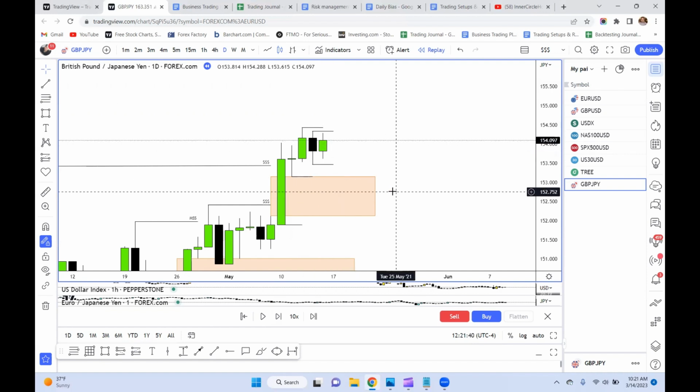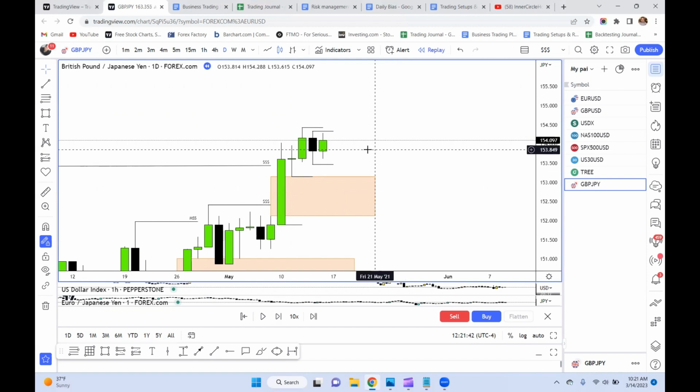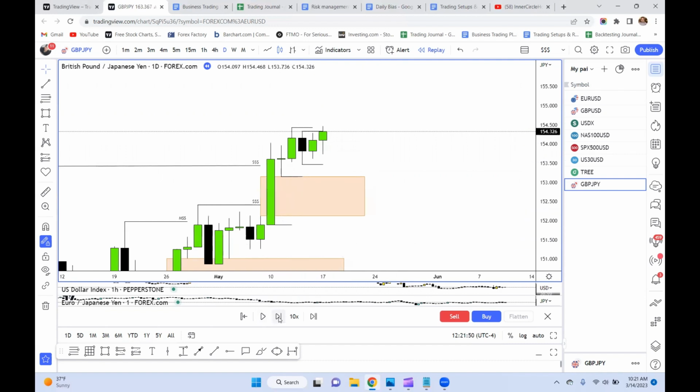I just wanted to clarify that you could go to the lower time frames and you can hunt both a buy and a sell in situations. So let's just continue. Boom.